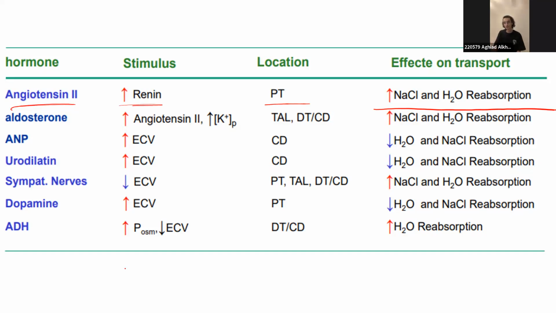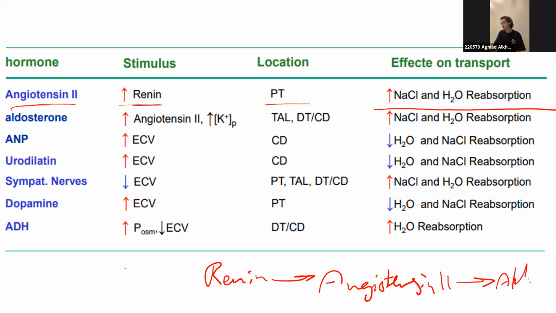Okay, aldosterone by angiotensin, so renin, right? Angiotensin, and that also affects aldosterone. Renin is released by the reasons we mentioned before, the hyponatremia or the reduction in renal perfusion. So when renin is released, that releases angiotensin 2. When angiotensin 2 is released, that releases aldosterone, with the other effects of NaCl and water absorption, right?